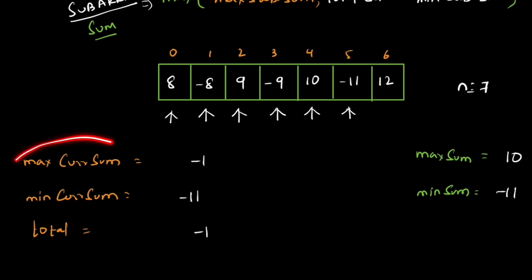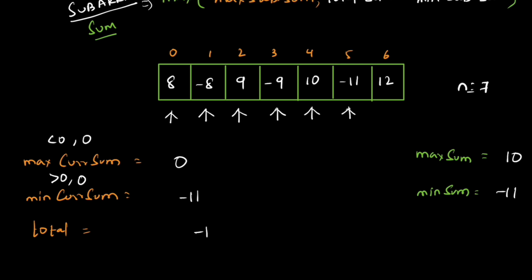And here, since our maximum sum became negative, we need to reset it to 0. Okay, so what did we observe? Whenever it gets less than 0, we need to reset it to 0. And for current minimum sum, whenever it becomes greater than 0, we need to reset it to 0.